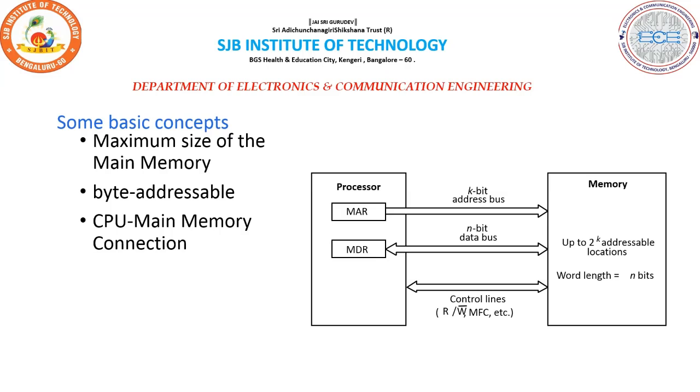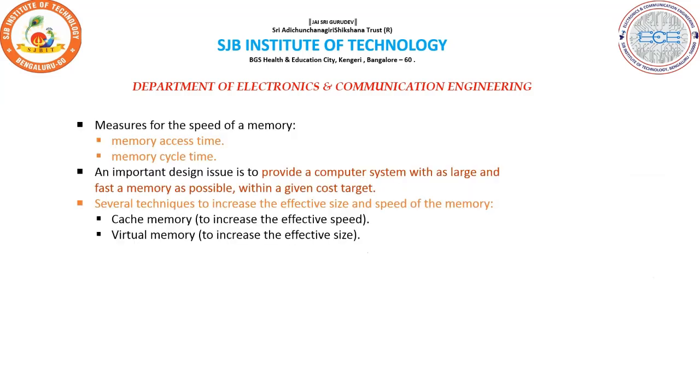The processor reads the data from the memory by loading the address of the required memory location into the MAR register and setting the read or write line equal to 1. The memory responds by placing the data from the addressed location onto the data lines. It confirms this action by asserting the memory function complete signal. Upon receipt of the MFC signal, the processor loads the data on the data lines into the MDR register.